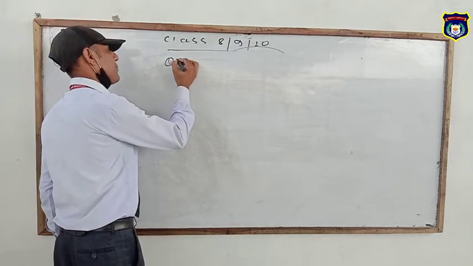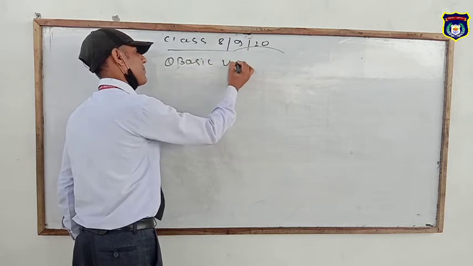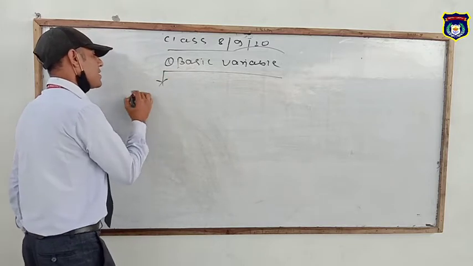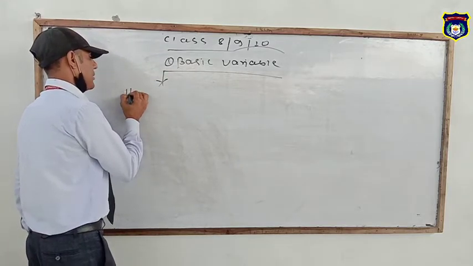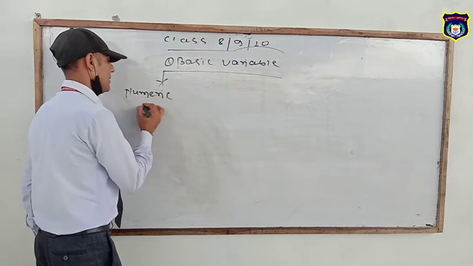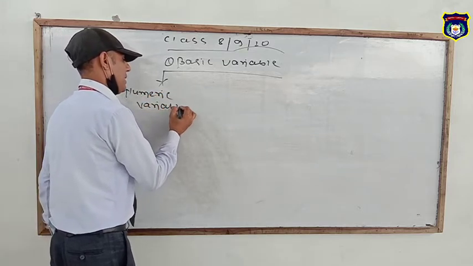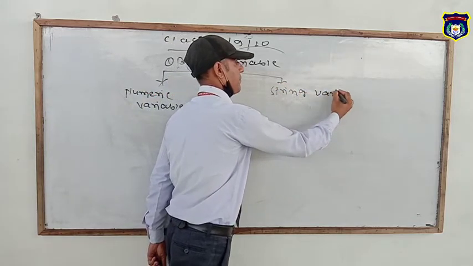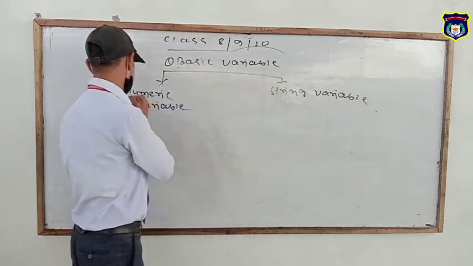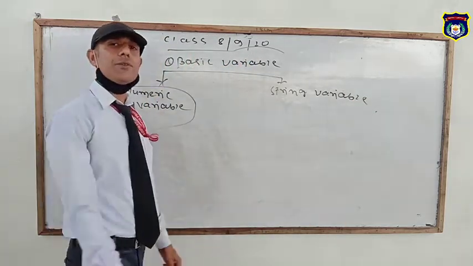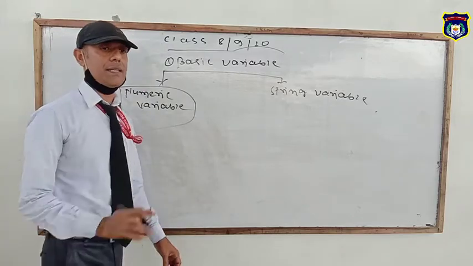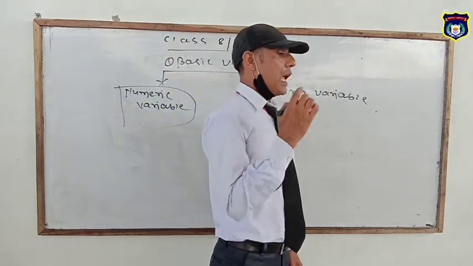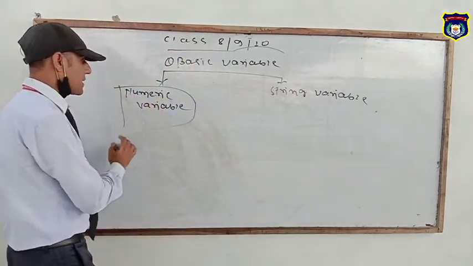QBasic variables are classified into two categories. One is the numeric variable and the other is the string variable. Now we are going to discuss what a numeric variable is. The numeric variable means the variable which is used to store only numeric constants, that means numbers. Those variables which store only numeric constants are called numeric variables.